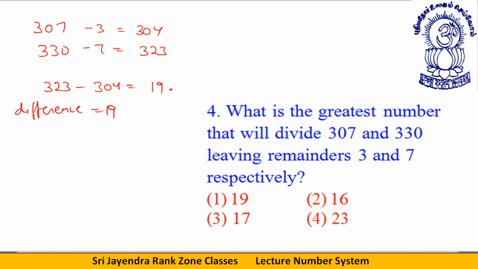Students, now a very beautiful thing. 19 is a prime number. If 19 does not divide, then the HCF will be 1. Why? Because the factors of 19 are 19 and 1 only. But 1 is not in the option. Think about it. If 19 does not divide, 1 would have been the answer. But since 1 is not there, 19 has to be the answer.